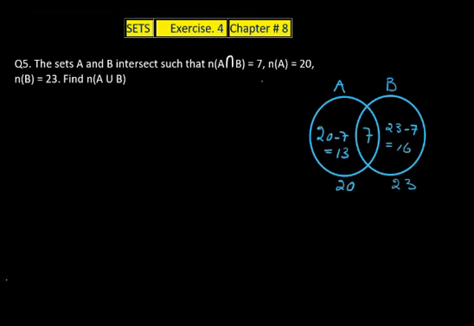And in order to find n of A union B, we need to add these three areas, because these are the combined elements of A and B. So it means that n of A union B will be equal to 13 plus 7 plus 16, and if you add these three numbers, that will make 36. It means that 36 elements are there if you combine the elements of set A and set B.